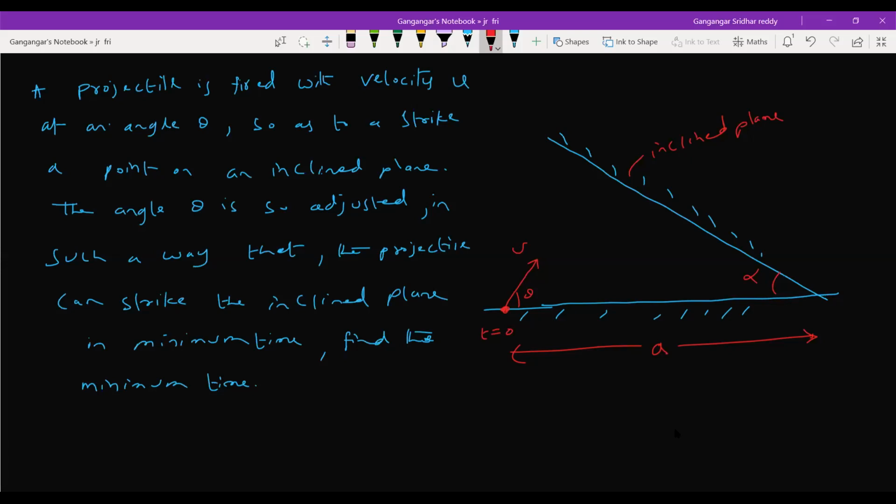You have to first get the diagram. It's telling us it will strike an inclined plane. How it will strike depends on the answer, but it has to strike the inclined plane in minimum time. If there's no inclined plane, what will happen to it? It will move in a parabolic path.